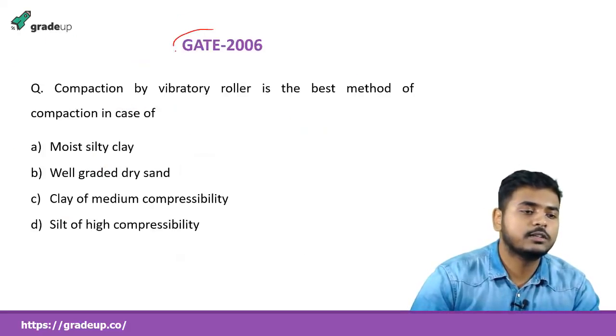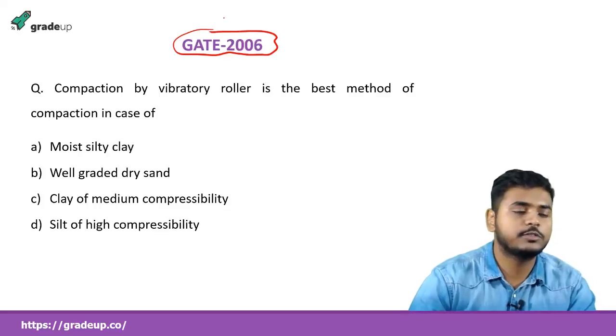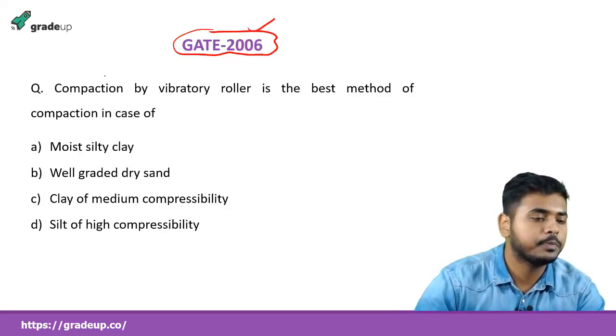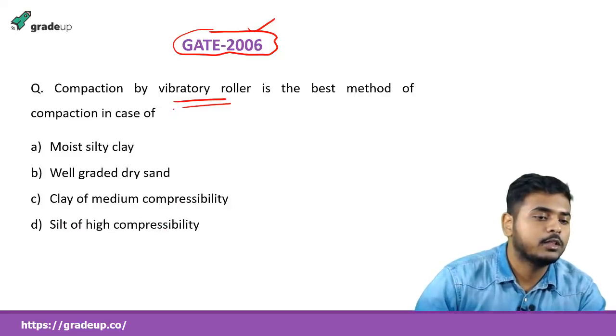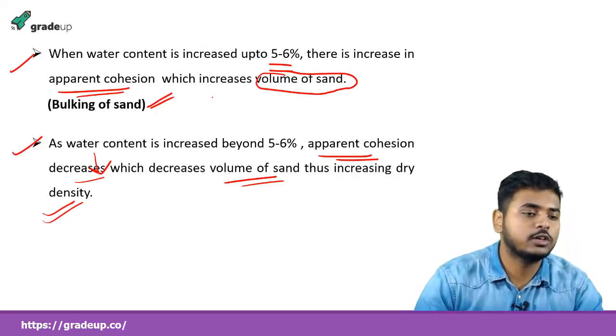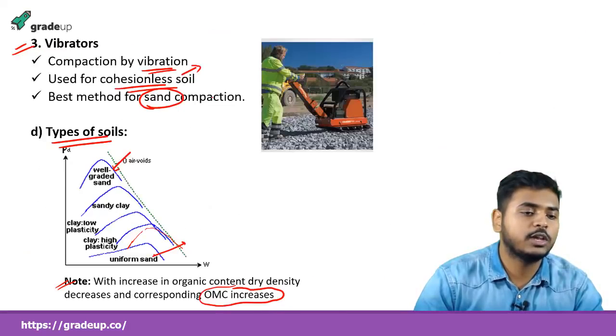So let's see a few theoretical questions which were asked in GATE. This was asked in the year 2006 for 1 mark. Compaction by vibratory roller is the best method of compaction in the case of A. Moist silty clay, B. Well graded dry sand, C. Clay of medium compressibility, and D. Silt of high compressibility. Now unless we remember this, I have already taught about the vibratory roller and I have also given the images so that you can keep them in mind.